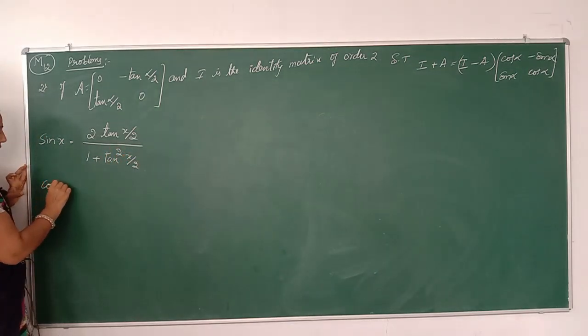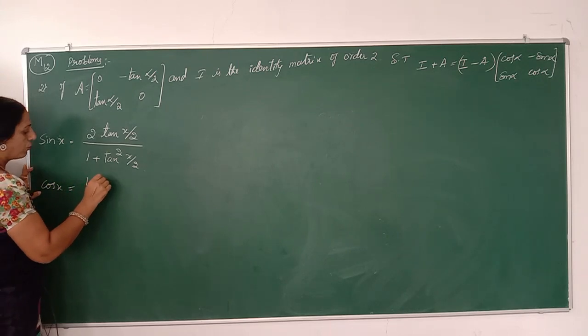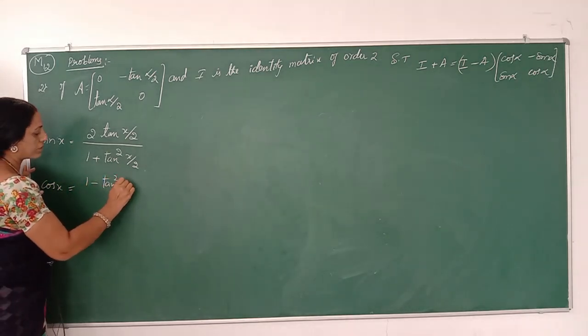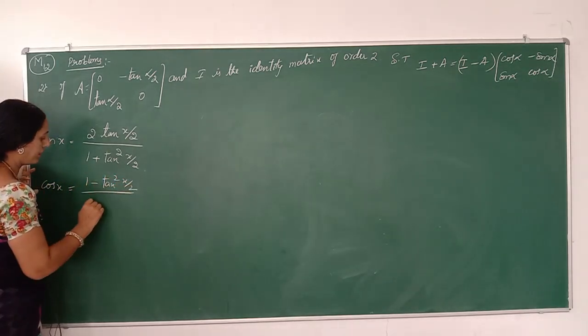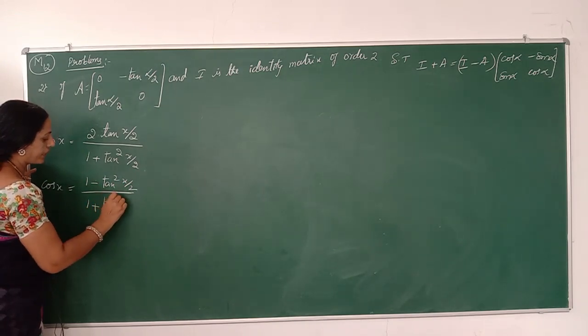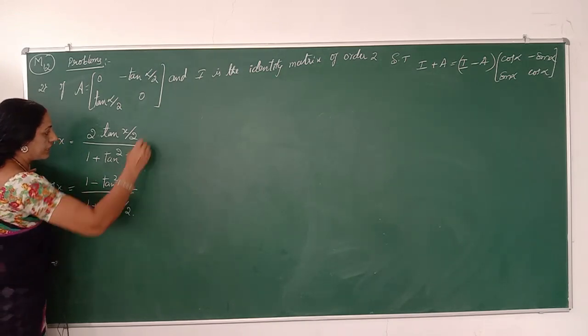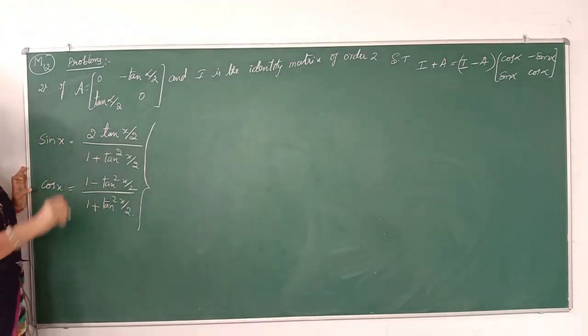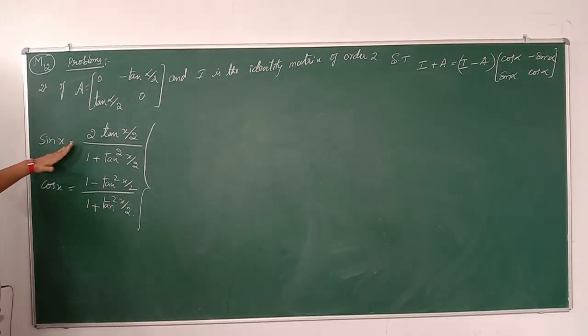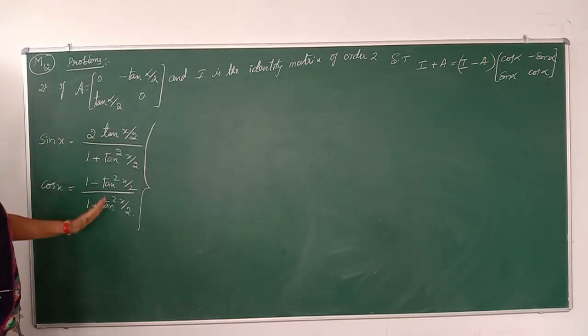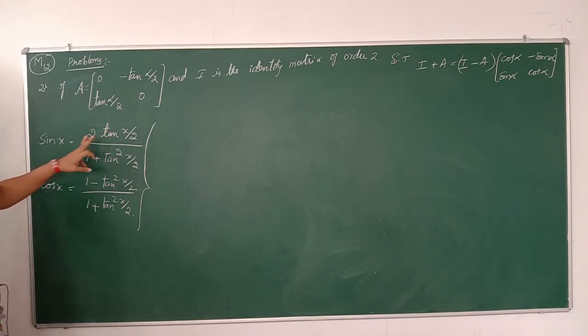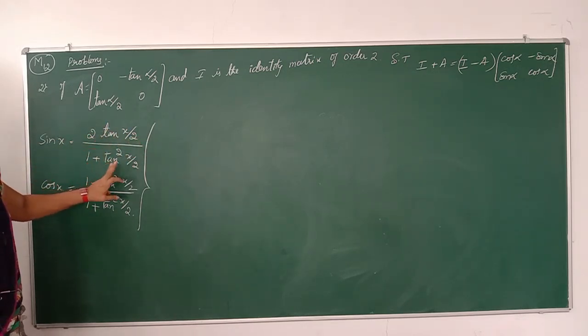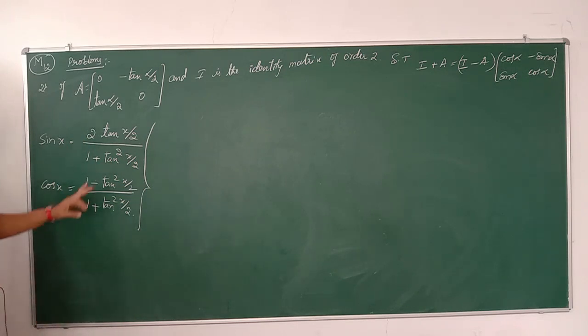Similarly, cos x can be written as 1 minus tan square x by 2 divided by 1 plus tan square x by 2. These two results we already know from first PUC trigonometry. So sin and cos are represented in terms of tan. Sin x can be written as 2 tan x by 2 divided by 1 plus tan square x by 2.